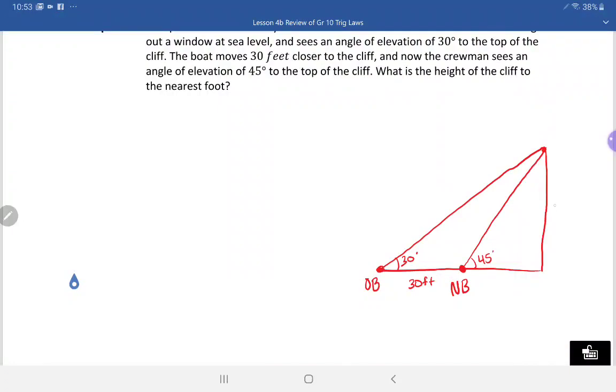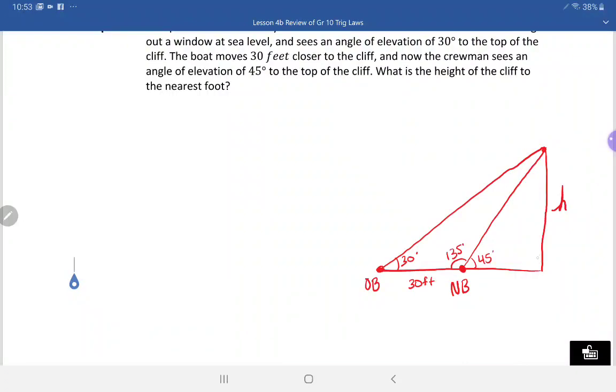Our goal is to find the height of the cliff. Let's call that H. And we only have this information for now. So we have 30 degrees and 45 degrees. Remember, if you're on a straight line, this will add to 180. So we can figure out this. This will be 135 degrees.